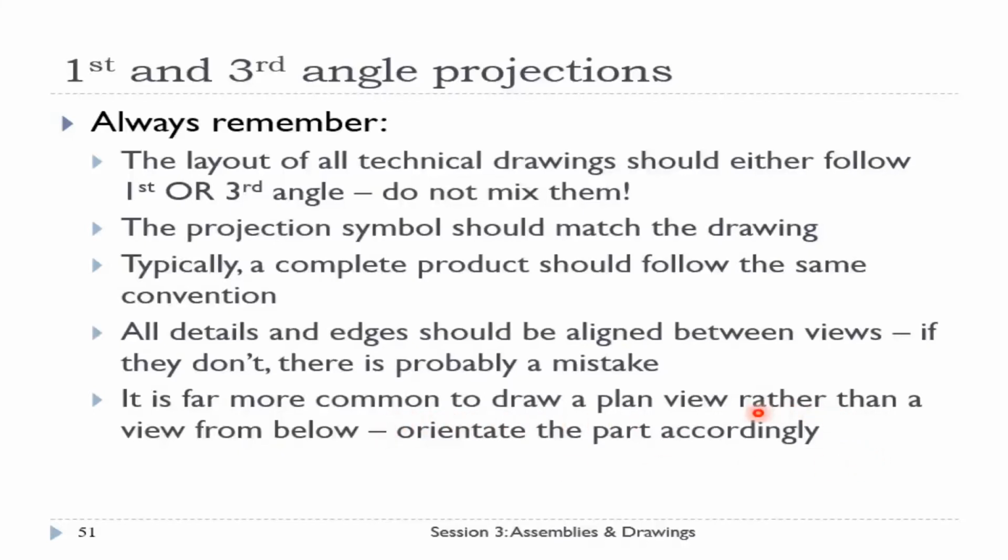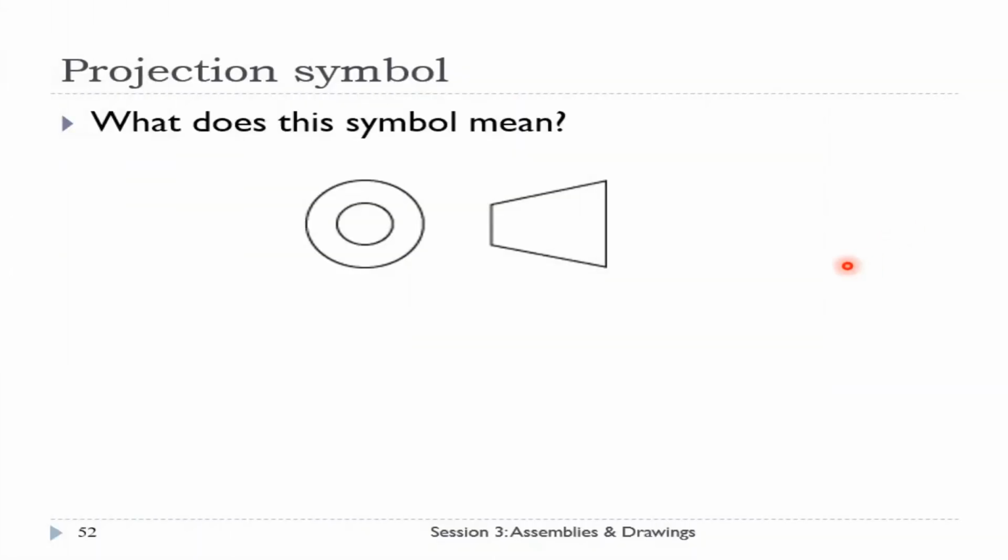It's far more common to draw a plan view rather than a view from below, so you must ensure that you orient your part accordingly. You would remember the part planning methods we discussed in the second session. The second step in these planning steps was to choose the first sketching plane when you are making a part, and we said your choice would affect the part's orientation, so you must ensure that you have the correct first plane choice in your model.